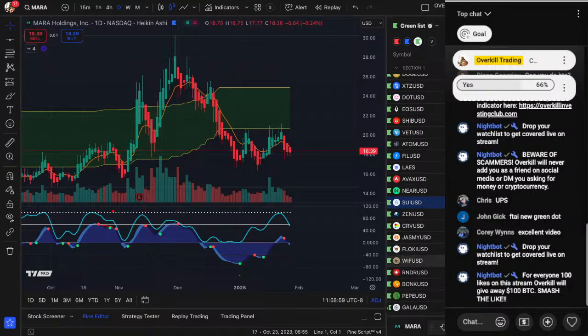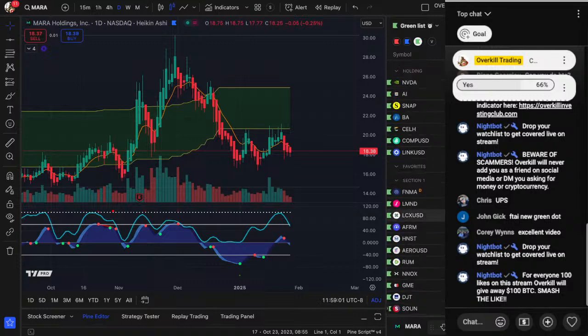Wow, some of these names. Look at WIF up 17% today. Just ripping here. Just absolutely ripping. Big moves here.